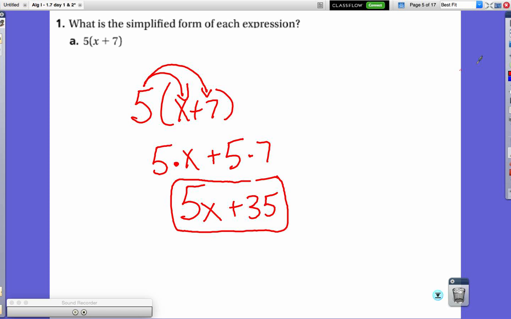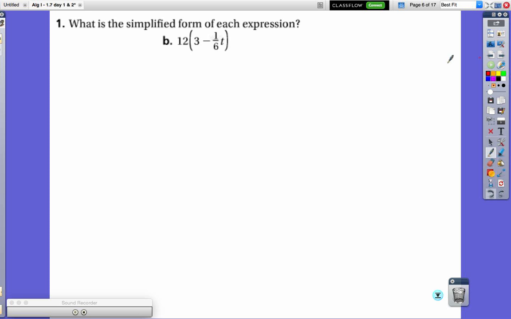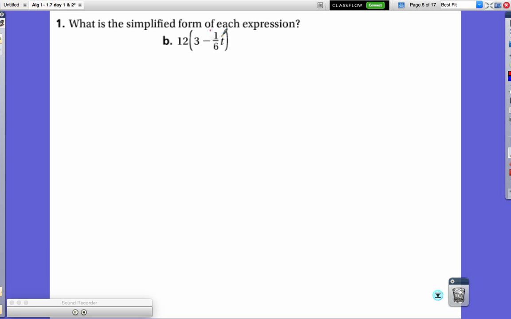A couple more of these ones. One with a fraction. It doesn't matter if the fraction's inside the parentheses or outside, we still multiply the same. So 12 times the quantity of 3 minus 1 over 6t. So again, we'll take 12 times 3.